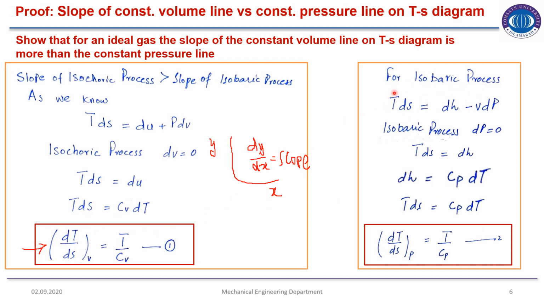Now on the right-hand side, we are solving this for the isobaric process. What is an isobaric process? It is a constant pressure process. Here we are using another expression, TdS is equal to dH minus VdP, which we have also obtained in this lecture. For the isobaric process, a constant pressure process, dP is equal to 0. So the main expression is reduced to TdS is equal to dH. H is the specific enthalpy, and the relation for H is CpT. So dH becomes Cp dT, because Cp is constant, so it comes out of the derivative.